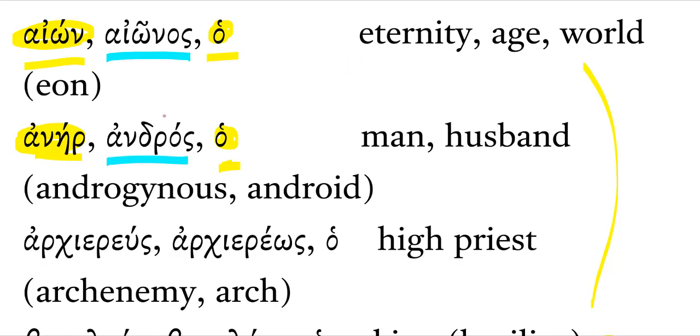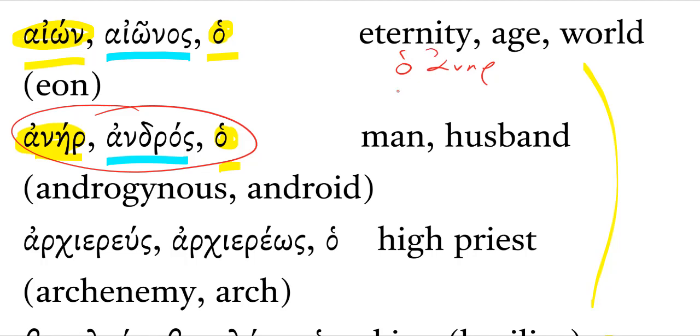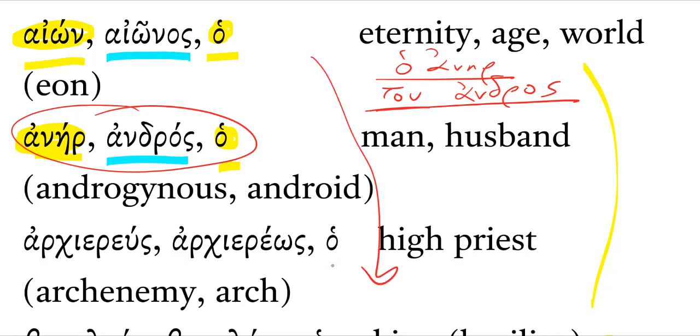So in other words, if I ask you, what is the word for man? I would want you to be able to recite ho aner, and personally I think it works well to say the article with the genitive form too, tou andros, right? I want you to say ho aner tou andros, right? Ho aner tou andros. I want you to have both of those memorized for this whole list whenever the second form is given.